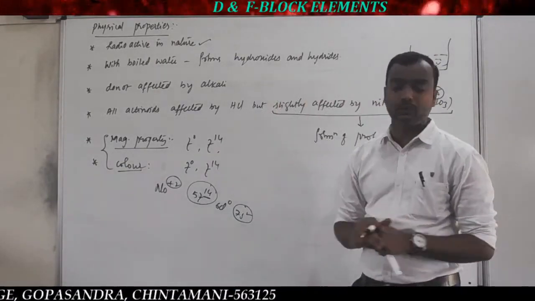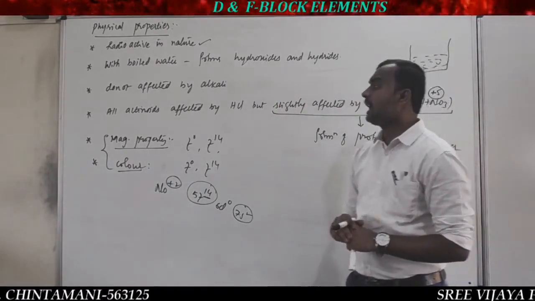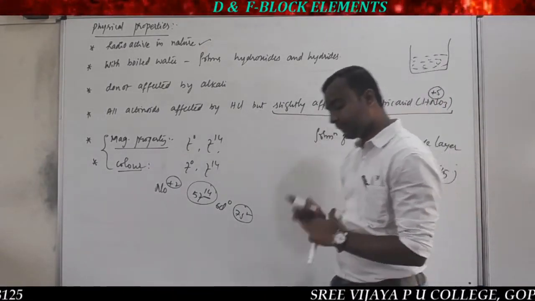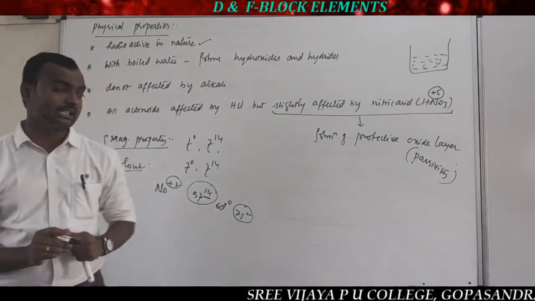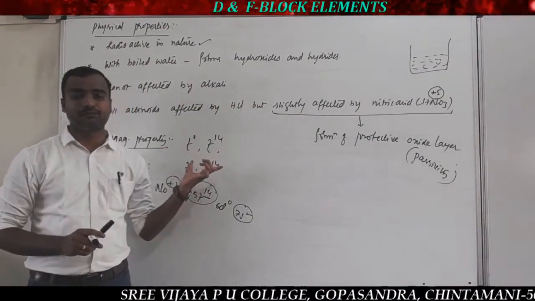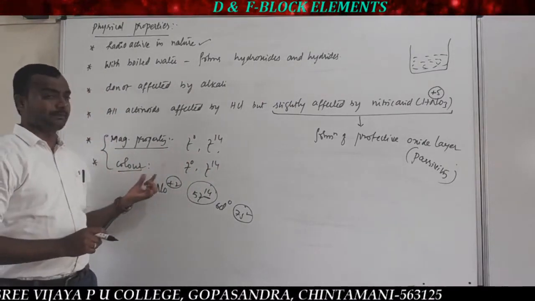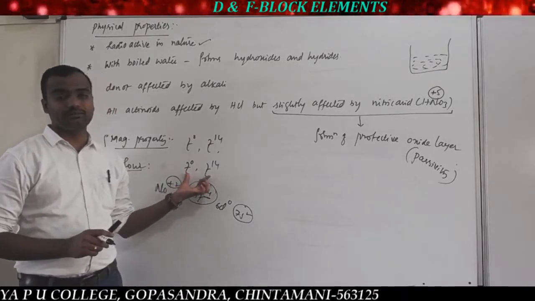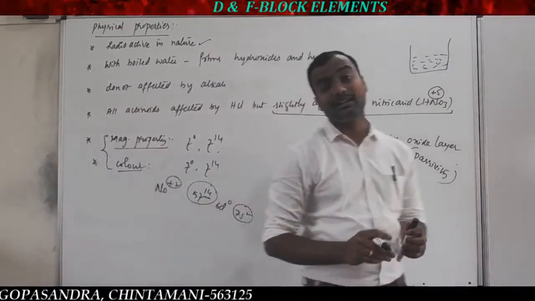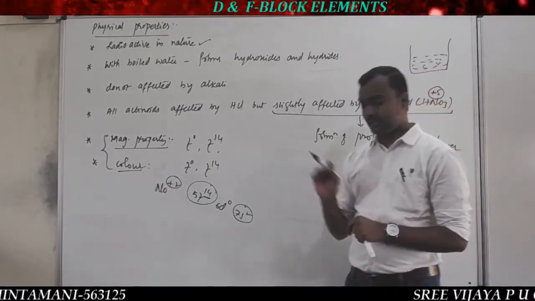That is radioactive in nature, and they react with boiling water to form hydroxides and also hydrides, and are not affected by alkali. All the actinides are affected by HCl but only slightly affected by HNO3 due to formation of a protective oxide layer. Now magnetic property and color. If there is a configuration F0 or F14, that is taken as diamagnetic due to absence of unpaired electrons. There are no unpaired electrons in F0 or F14 configuration. Therefore the actinide ions with F0 or F14 configurations are colorless. So that's about some physical properties of actinides.